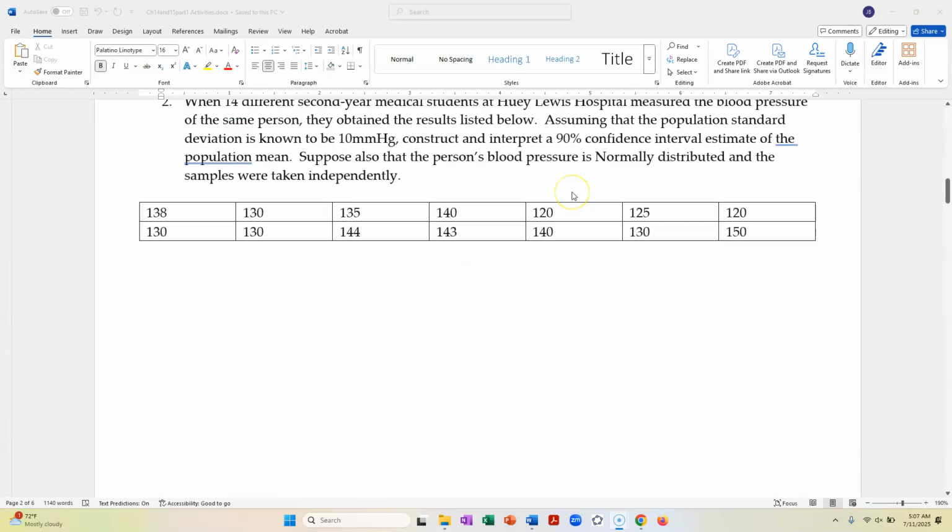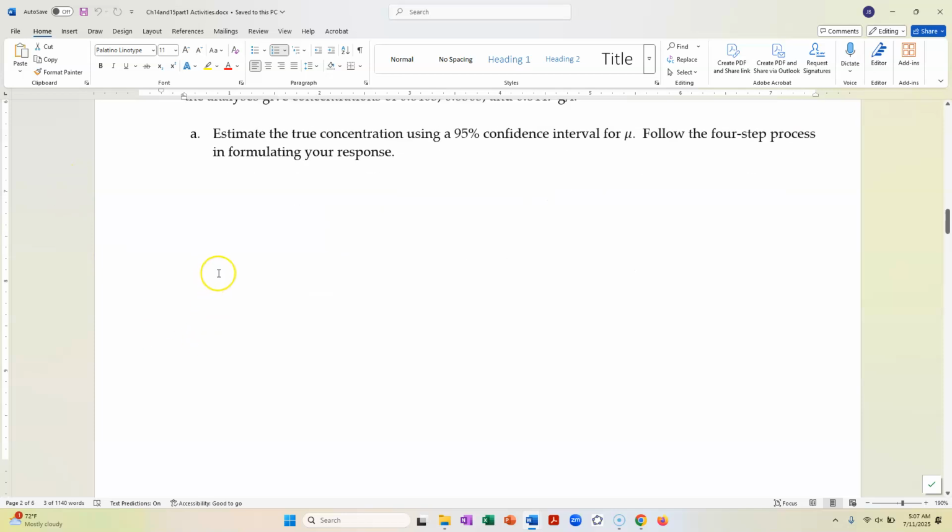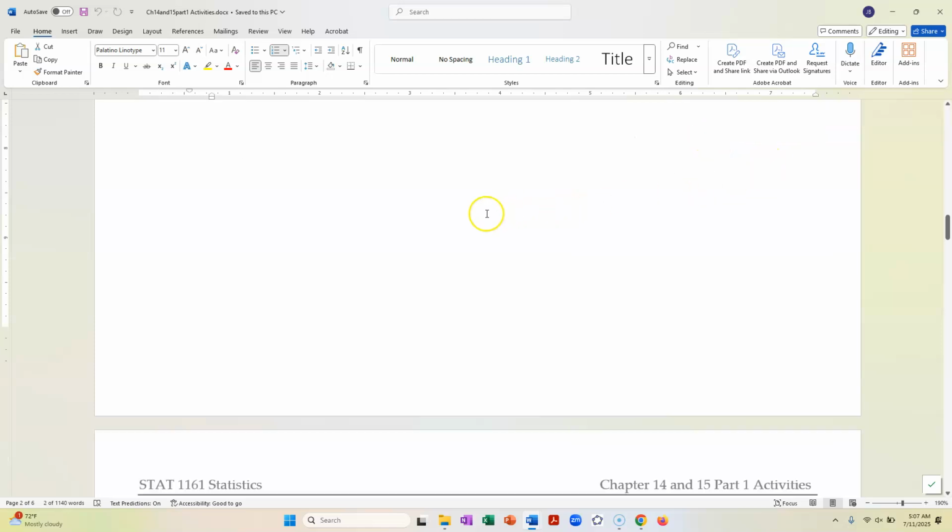And then next one, we have to construct confidence intervals. So this is plain Jane, like construct and interpret. Okay, so make sure to read the directions. And then going on, you're doing confidence interval again, following the four-step process. So getting practice with a little bit of writing.